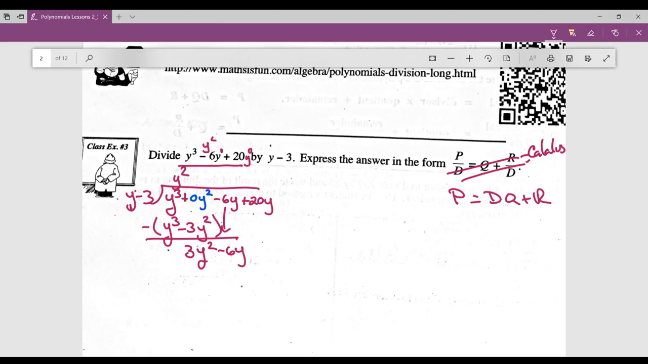Again, y times what gives me 3y squared? 3y. So then 3y times y is 3y squared. These terms should always cancel. 3y times negative 3, negative 9y. Subtract again. The y squareds go away. Negative 6y minus negative 9y is 3y. Bring down the 20.